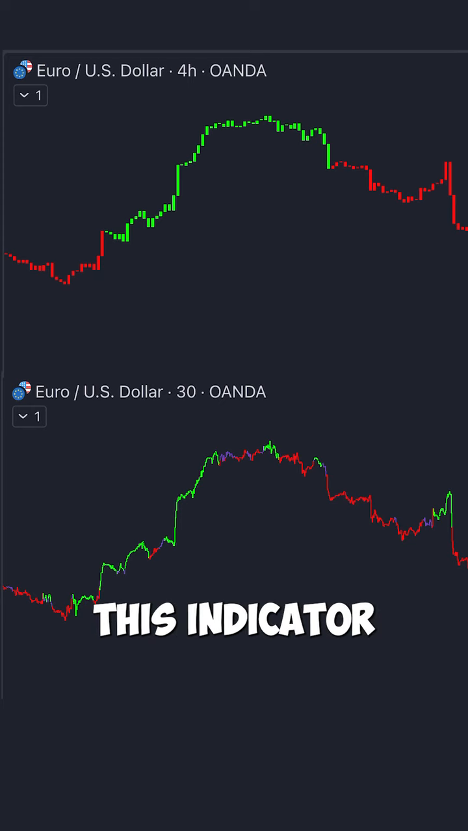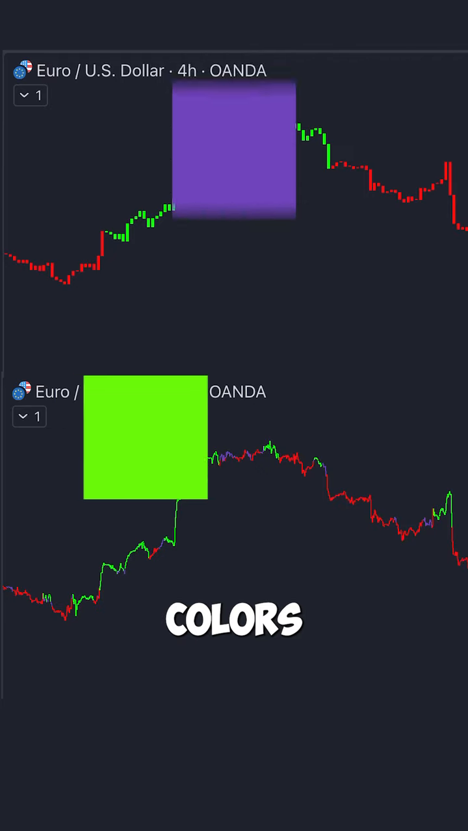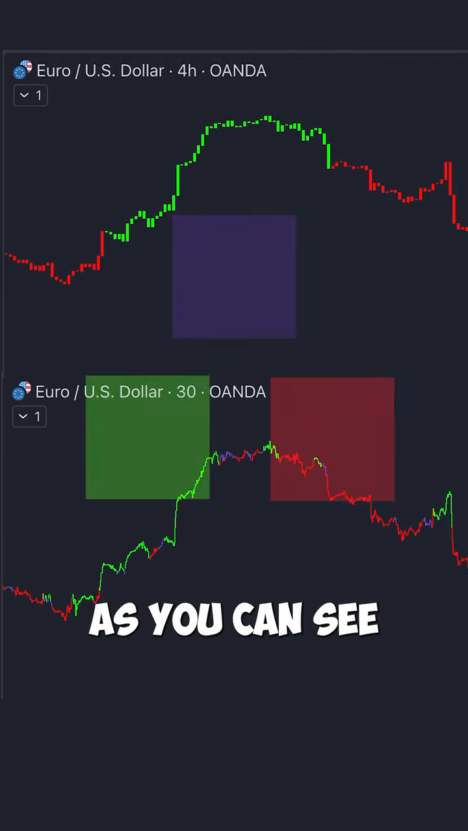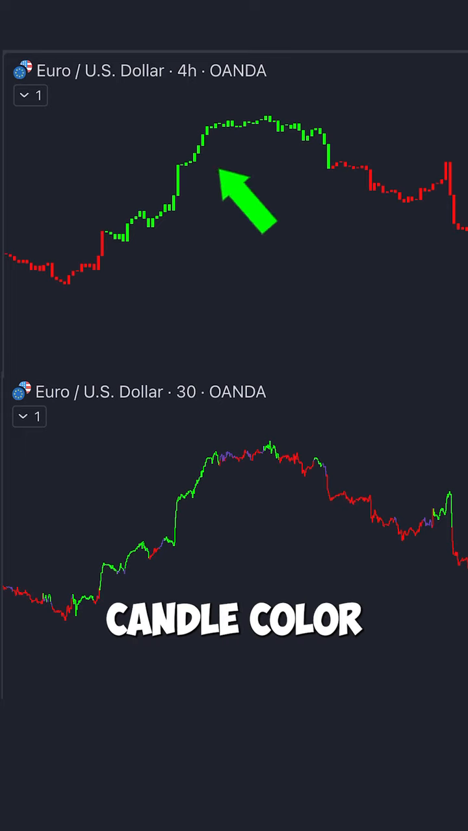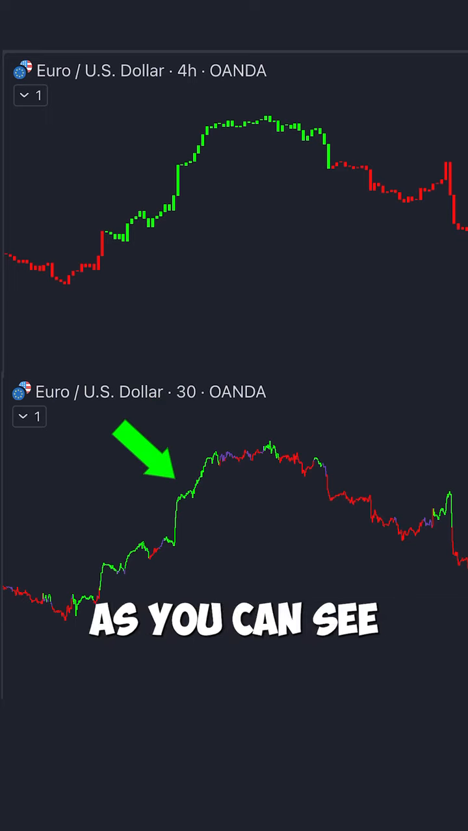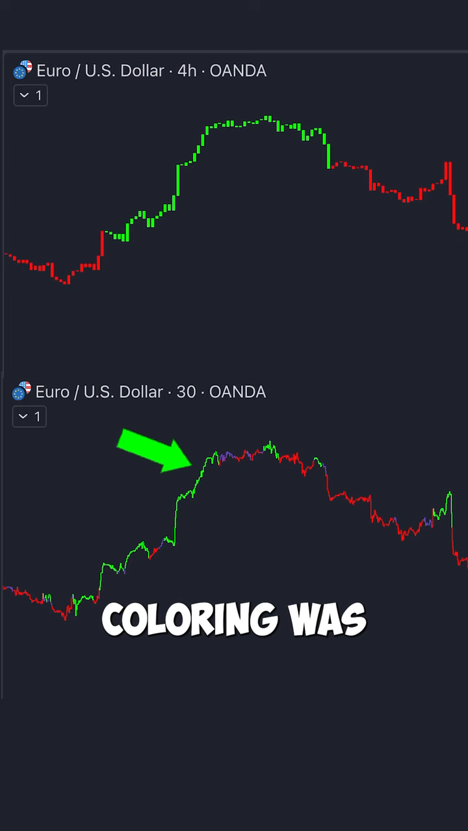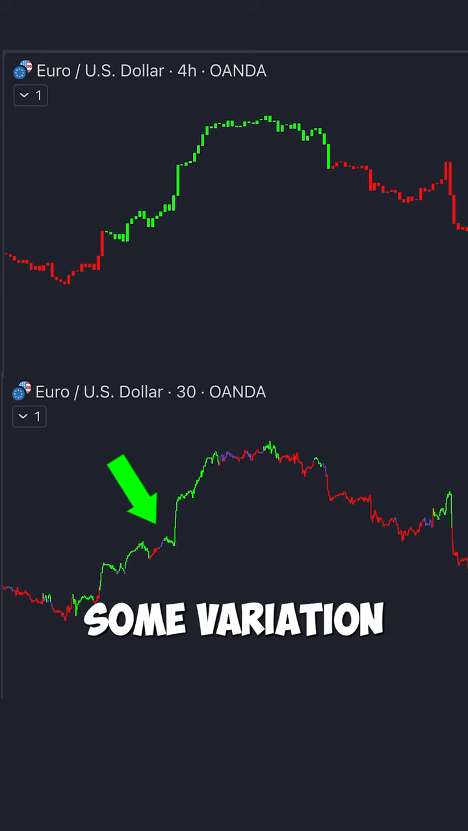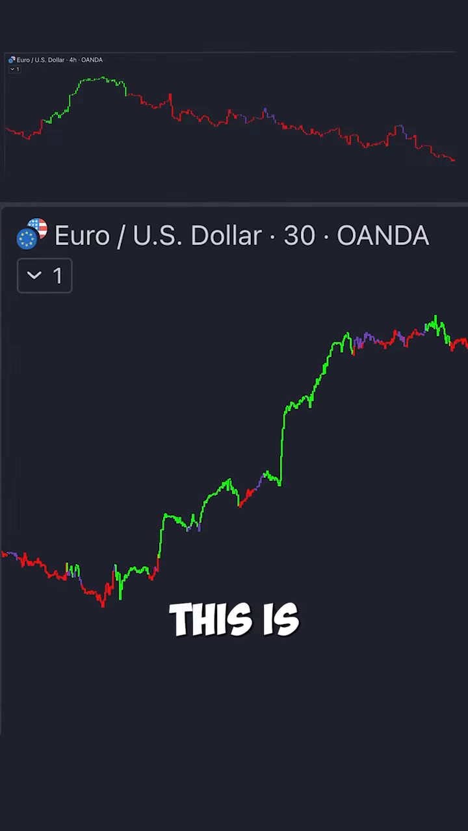The settings I have on this indicator are the simple candle coloring settings with 3 different colors representing the trend. As you can see here, we are in a longer-term uptrend, as shown by the candle color staying green on the 4-hour time frame. However, during this period of time in the 30-minute time frame, the candle coloring was mostly green, but had some variation, with the candle color turning red at some points. This is because it is more responsive and able to detect potential trends earlier.